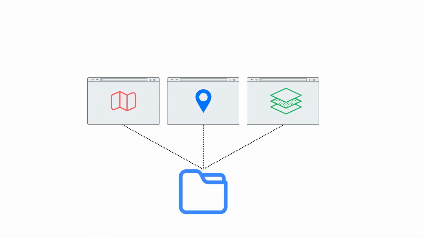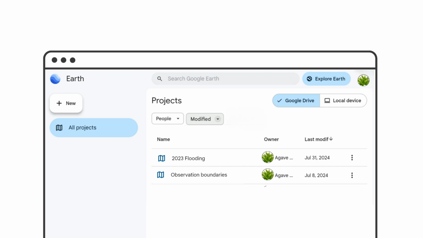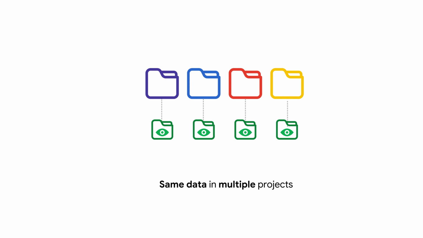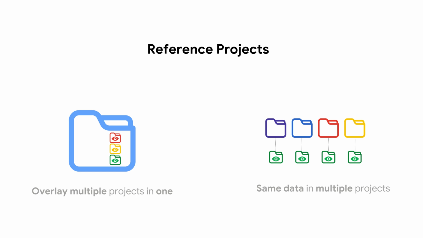Google Earth Web and Mobile makes it possible to overlay data from multiple map projects. While working from a single project at a time makes it easier to organize your data, particularly when collaborating with others, we recognize that sometimes you may want to see multiple projects visible at the same time, or have the same data referenced in multiple projects. In Google Earth, we call these reference projects, and they are available today.